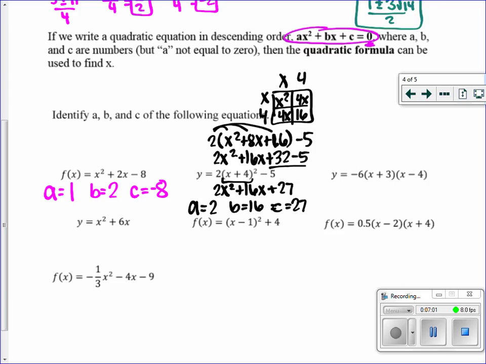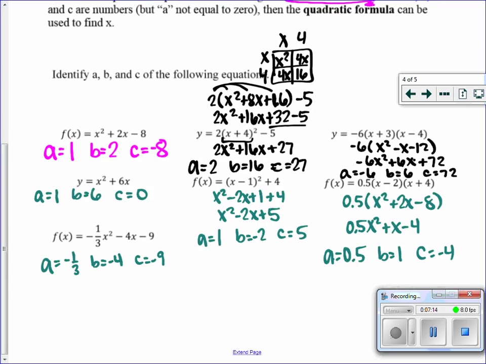So I want you to pause the video and go through and figure out a, b, and c for the rest. Okay, answers are all up. Go ahead and pause the video if you need to check all your work. Ones that require work, I've written it out. Ones that don't require work are just told the answers. Okay, so once you've checked everything, flip over to the other side.